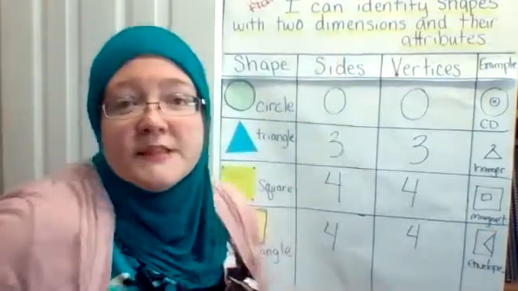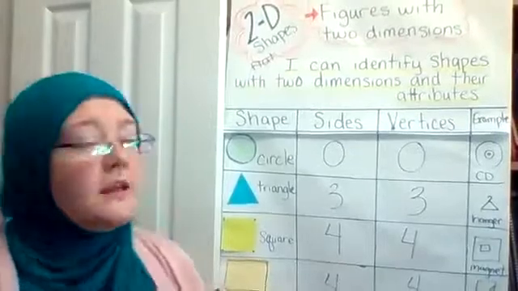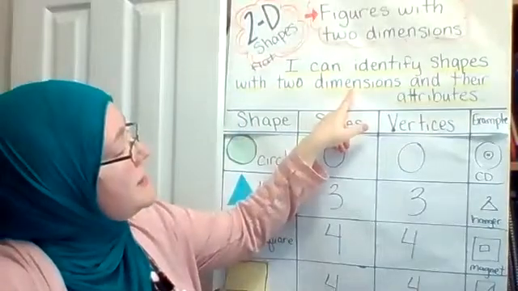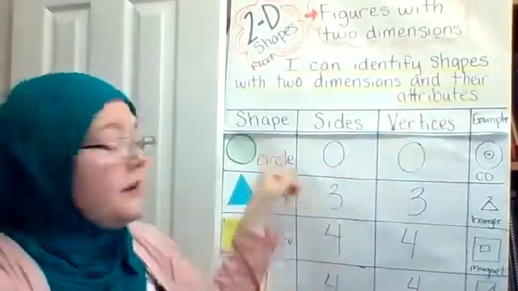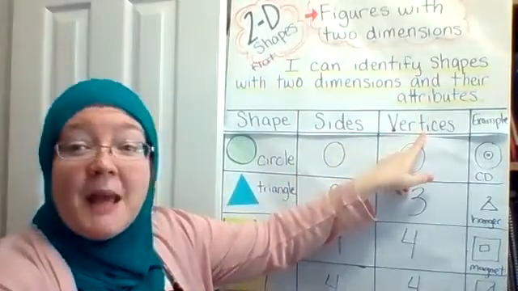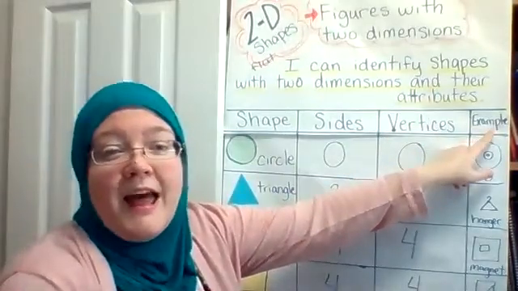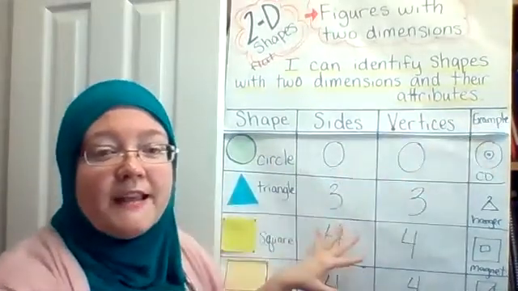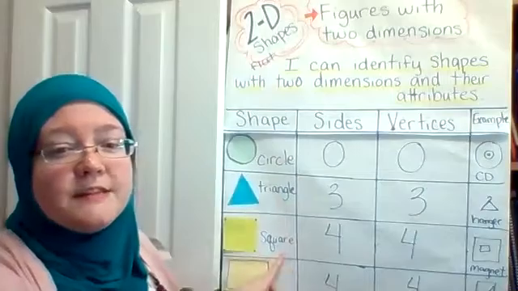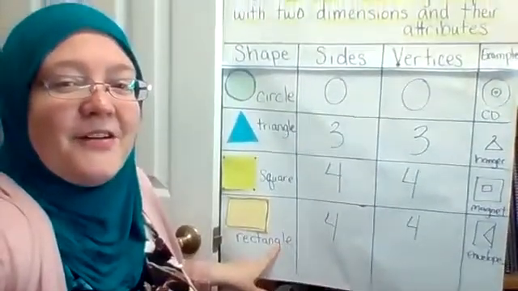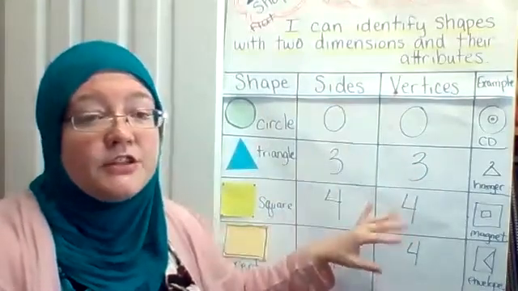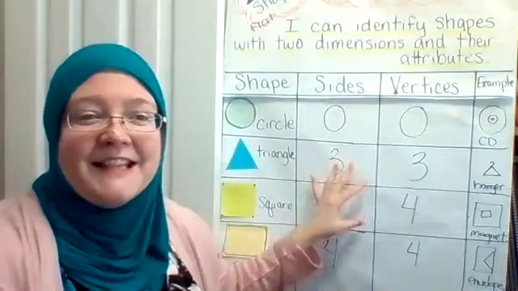So, boys and girls, I hope that this helped you be able to identify the shapes with 2 dimensions and their attributes. The names, how many sides, how many vertices, and maybe even an example or 2. Happy hunting in your house to see what you can find. And make sure you're using all of the vocabulary: circle, triangle, square, and rectangle. Make sure you fill out your graph completely and send it to your teacher when you're all done. Happy hunting. Take care, guys.